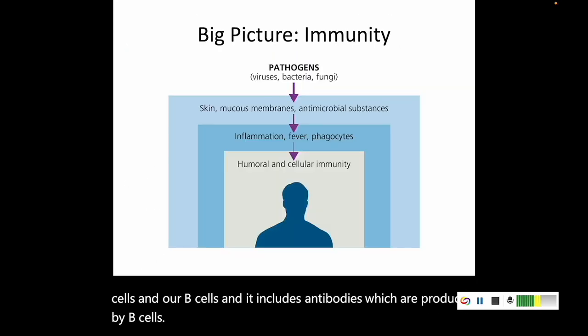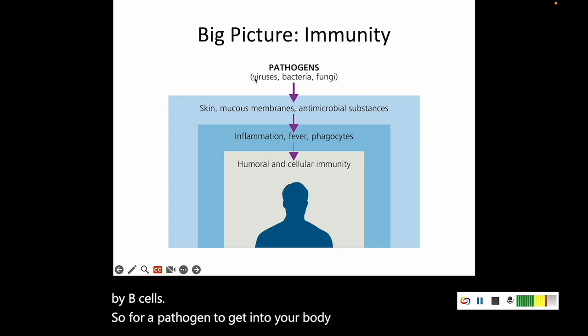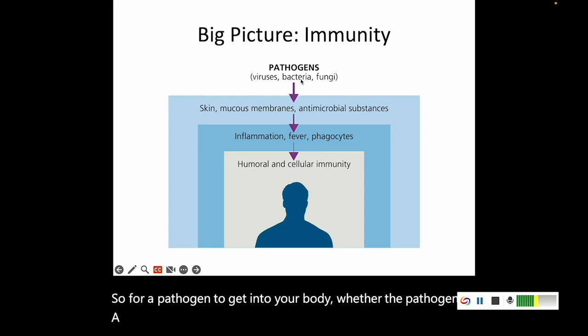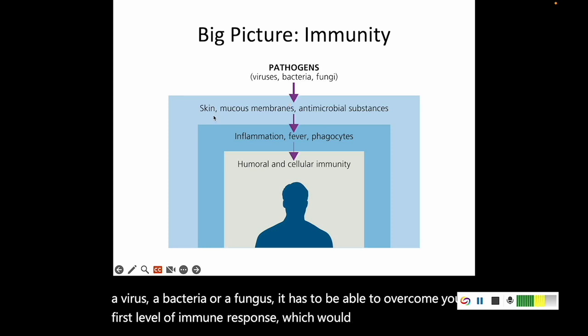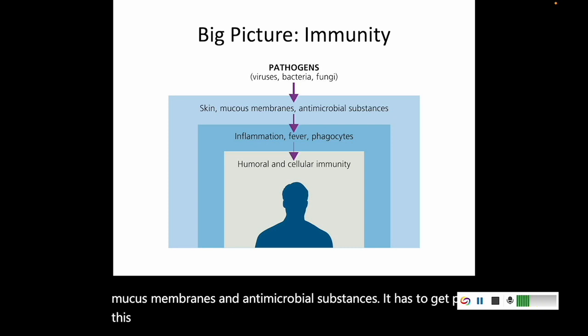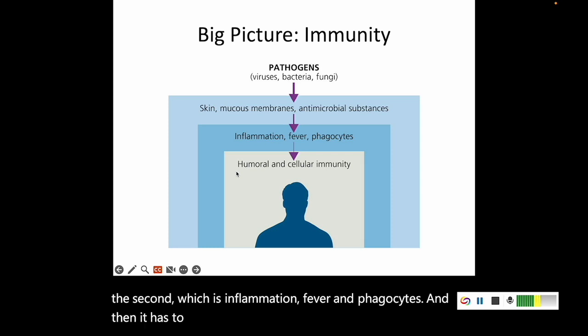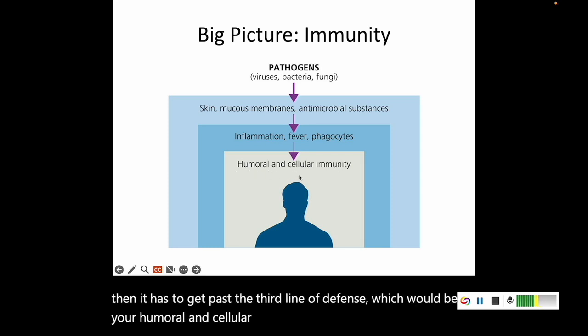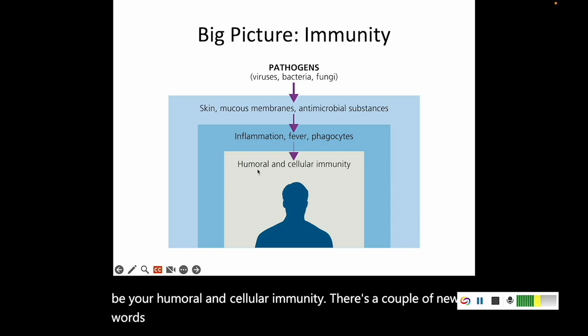So for a pathogen to get into your body, whether the pathogen is a virus, a bacteria, or a fungus, it has to be able to overcome your first level of immune response, which would be your skin, your mucous membranes, and antimicrobial substances. It has to get past the second, which is inflammation, fever, and phagocytes, and then it has to get past the third line of defense, which would be your humoral and cellular immunity. There's a couple of new words. Humoral immunity would be B cells and antibodies, and cellular immunity would be your T cells.